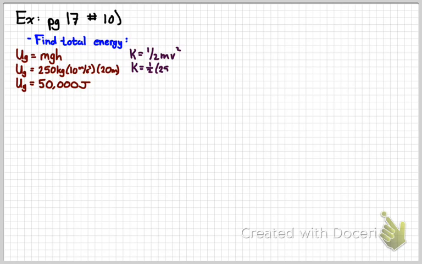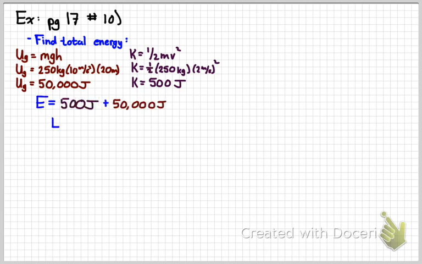It also has kinetic energy, 500 joules. It's going pretty slow, but it's way up high. So find the total just by adding the kinetic and the potential, and you'd get 50,500 joules. Now because this track is frictionless, we're not losing any energy to heat, and so that number is going to stay the same the entire time. That's what it means to say that energy is conserved.